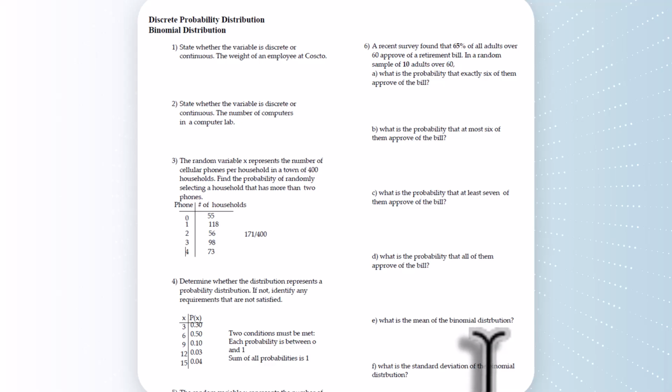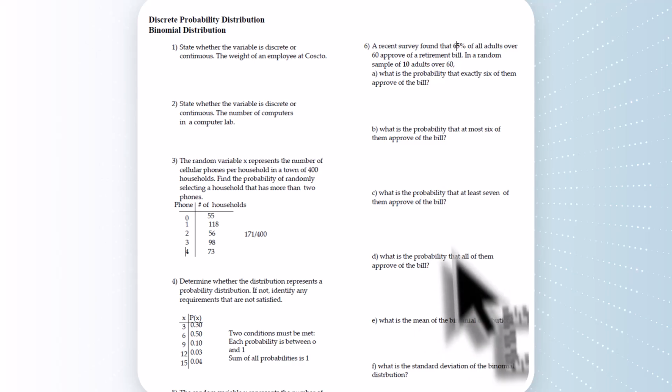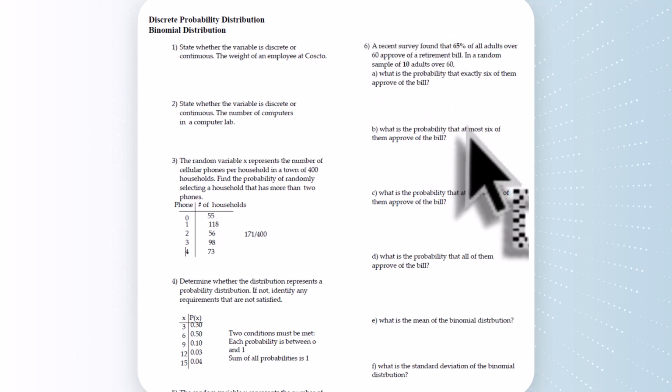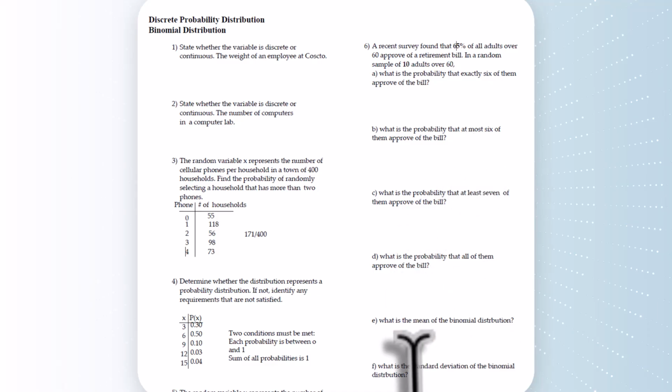What is the standard deviation of the binomial distribution? The standard deviation of the binomial distribution is the square root of npq. We know already what p is, 0.65. We know what n is, 10. What is q? q is the probability of failure. So if 65% is the probability of success, the probability of failure will be 0.35. So your standard deviation, guys, will be the square root of 10 times 0.65 times 0.35, and you compute the answer.